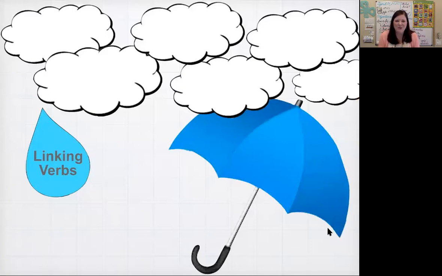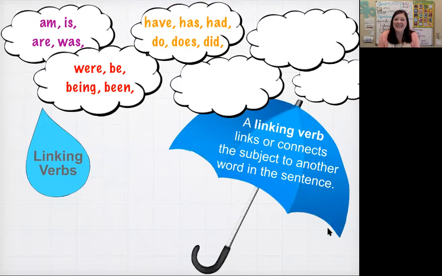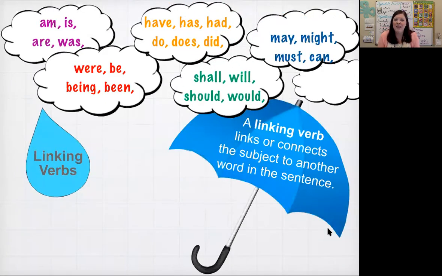Let's review what our linking verbs are. Can you sing our song? Okay. Remember, a linking verb's job is to link or connect the subject to another word in the sentence. Here we go. Am, is, are, was, were, be, been, have, has, had, do, does, did, shall, will, should, would, may, might, must, can, and could. Those are our linking verbs.